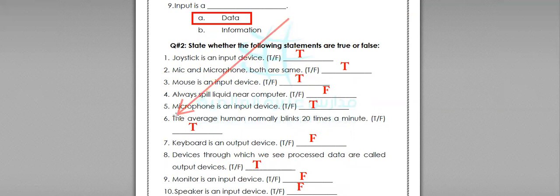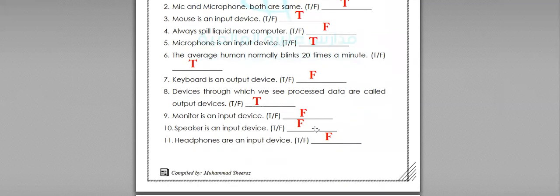It's true. The average human normally blinks 20 times a minute. Yes, it's also true. Keyboard is an output device. It's false. Why? Because keyboard takes keys from us. It cannot show us something or give us something. So it's an input device. It's not an output device. So the answer is false.